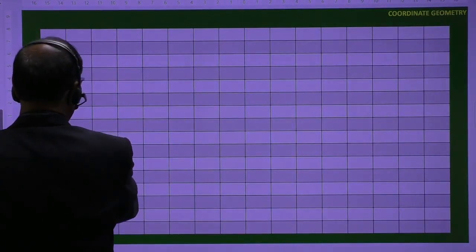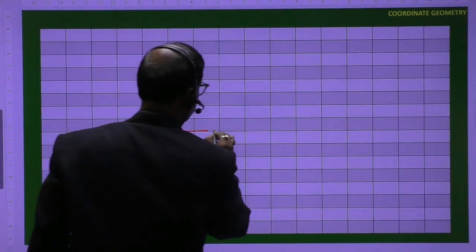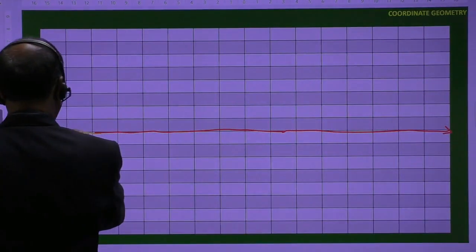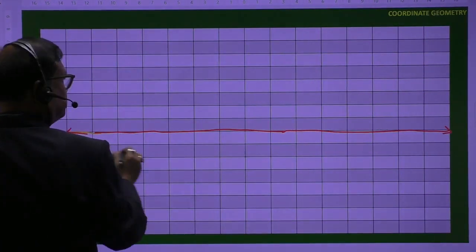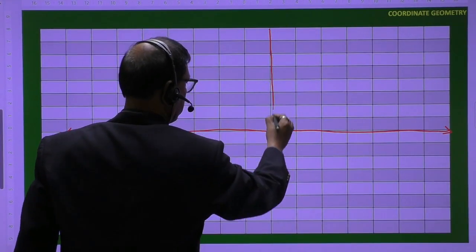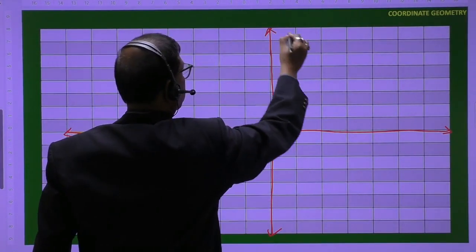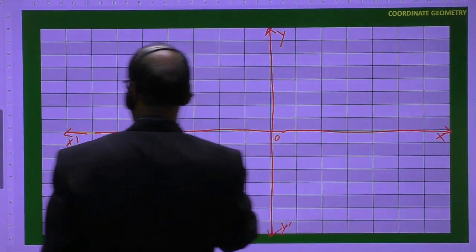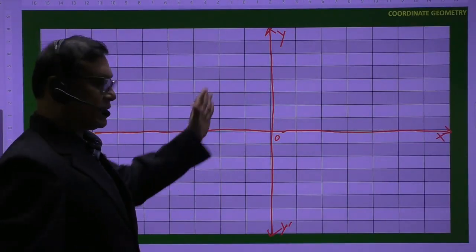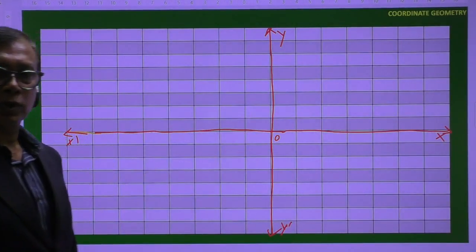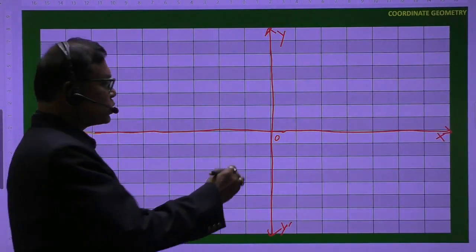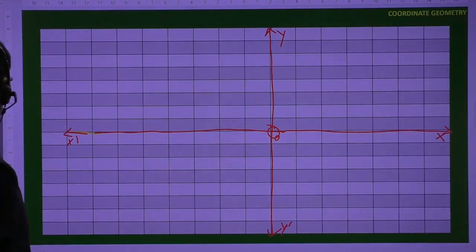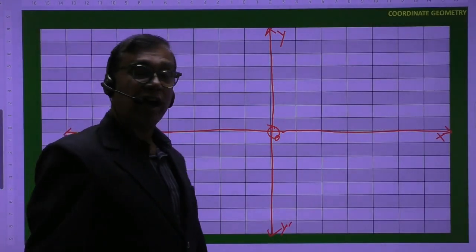Suppose this is y dash and it is x dash. The x-axis and y-axis meet at origin. So to plot a point, we have to start from this point, origin. Yes. Now we have to see the value of x.